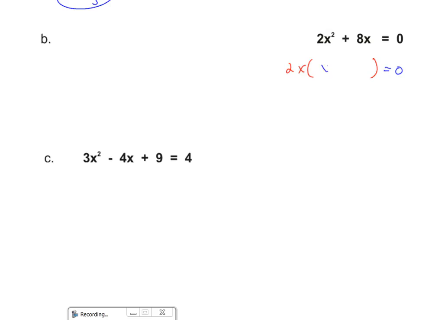And you're left with x plus 4. And look, from this x can be 0, right? Because it's a factor. And from this x plus 4, x must equal negative 4, and those are your two solutions. So again, you looked at taking the square root of both sides. You ruled it out because of the first power term. Therefore, you went to factoring, and it does factor.